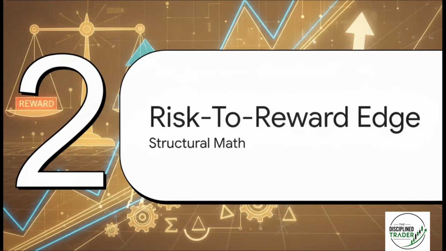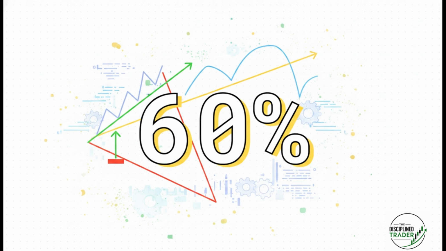Moving on to part two, the risk to reward edge. This is the structural math of trading. Now, before we get into the nitty-gritty of how to execute these trades, I need to show you the why. Think about the number 60%. This represents the massive asymmetrical risk-to-reward advantage you get with this system.